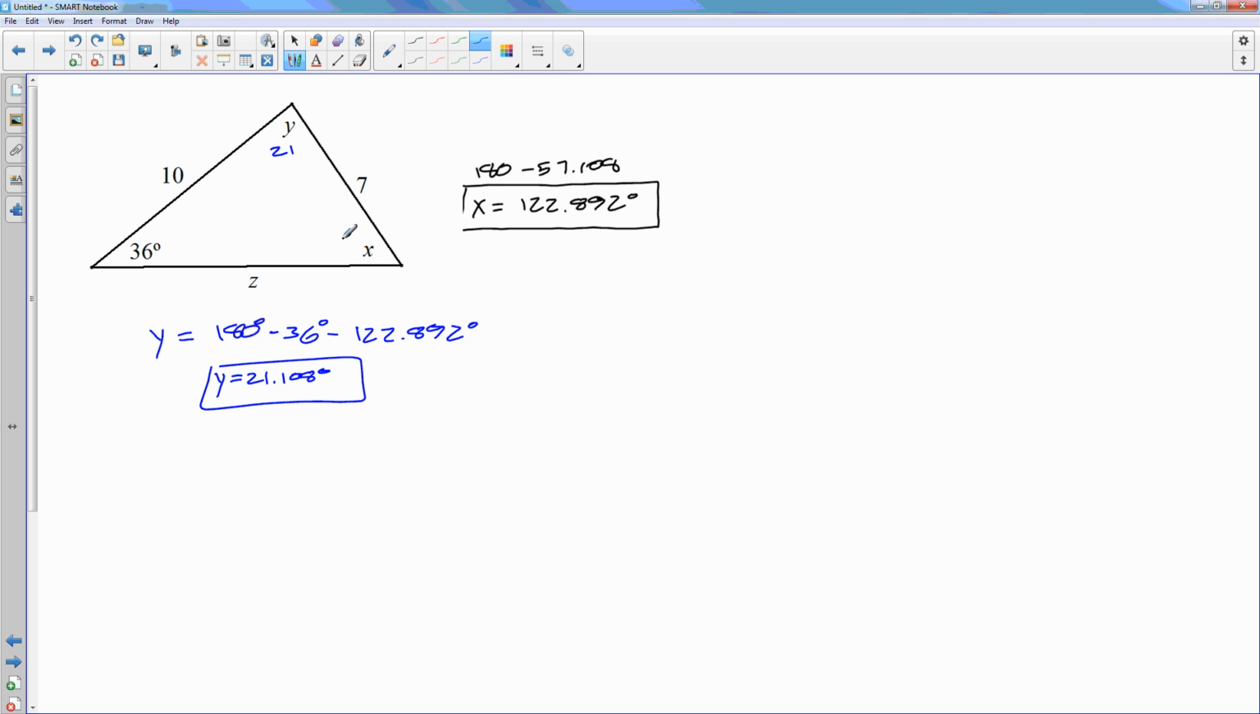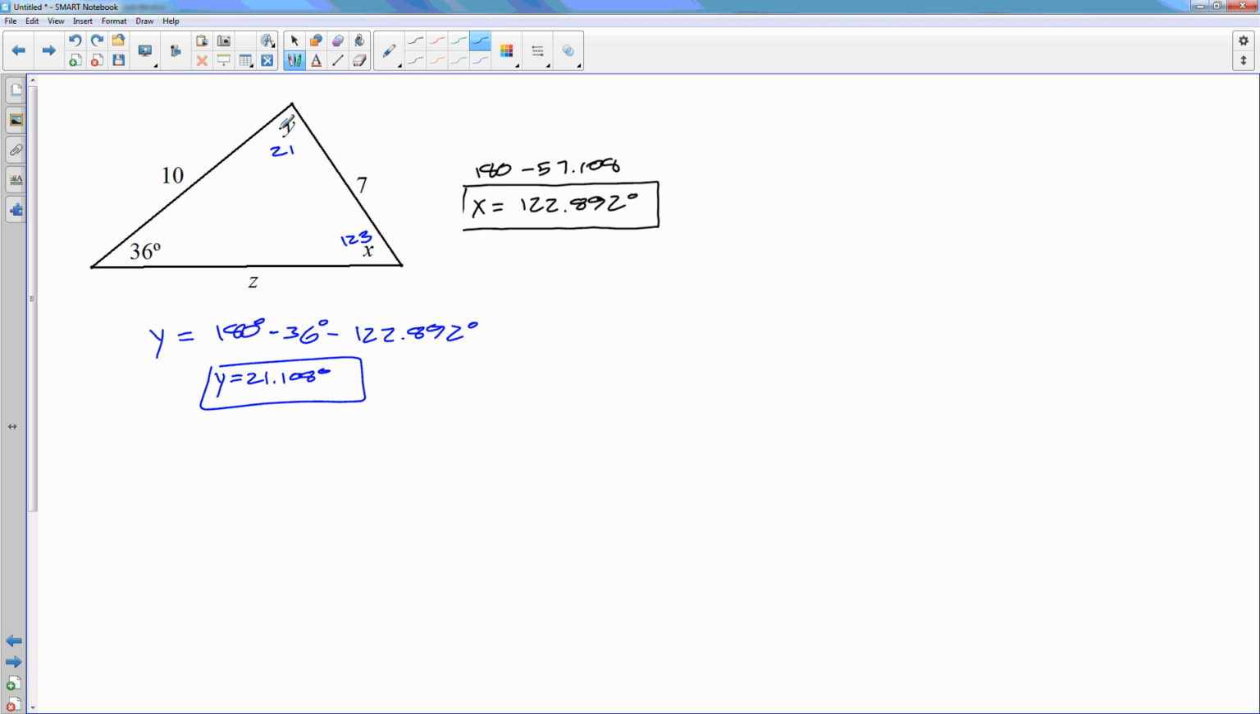Now, don't let the scale throw you off. I know that doesn't look like a 21-degree angle. This does not look like a 123-degree angle. But these are going to end up working right. Generally, you don't trust the scale or how the picture looks. You go with the math, not the way it appears.